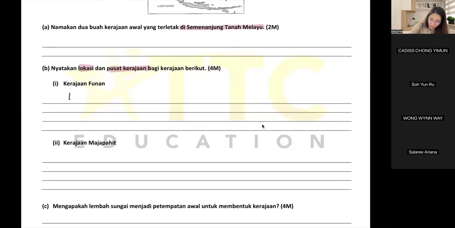Very easy one. Lokasi di mana? Lembah sungai. Funan is always Mekong, the Mekong River. Cambodia. Then where is the government center? The government center is at Vyadhapura.